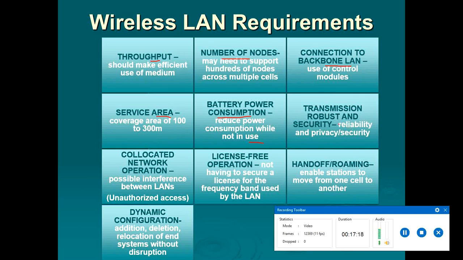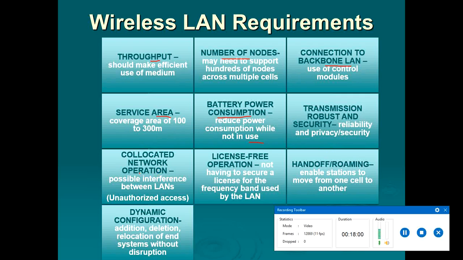Next is transmission robustness and security. It should be reliable and it should be able to provide security. Unless properly designed, a wireless LAN may be especially vulnerable to hackers, to interference, or to network eavesdropping. That means someone can sniff your network, someone can steal your messages, someone can steal your data. So the design of a wireless LAN should allow reliable transmission even in a noisy environment and should provide some security features also.